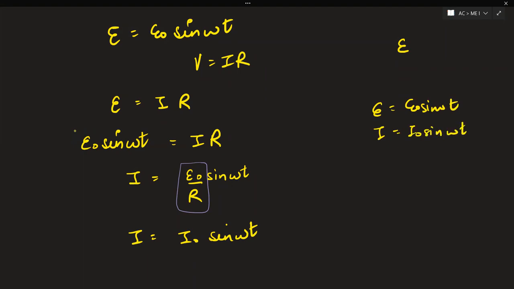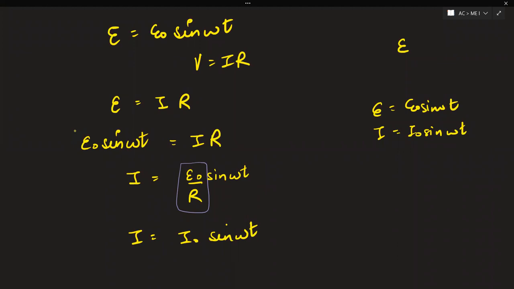Can you see any phase difference between them? See, there is neither addition of any angle. Both of them have omega t at the end. What's the difference between these two equations? Only that this is for voltage and this is for current, and no other difference is present. So simply you can say that both are in the same phase. That's why there is no phase angle present.